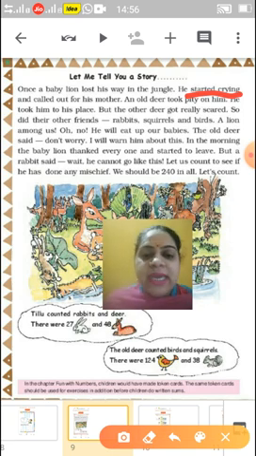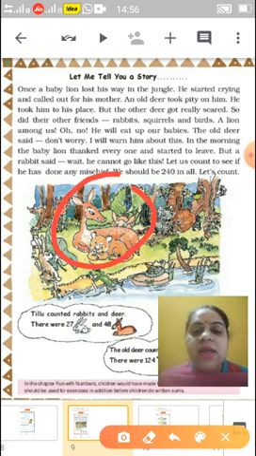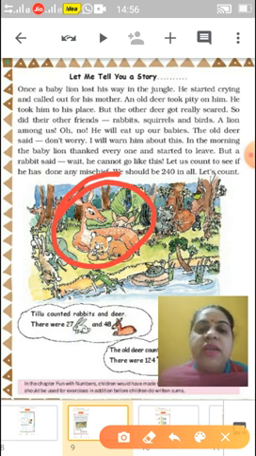An old deer looked. Now have a look, children. Here is one old deer and she took him to her place, but the other deer got really scared, because you know everyone, the lion is the king of the jungle. Okay, so the other deer were very scared.